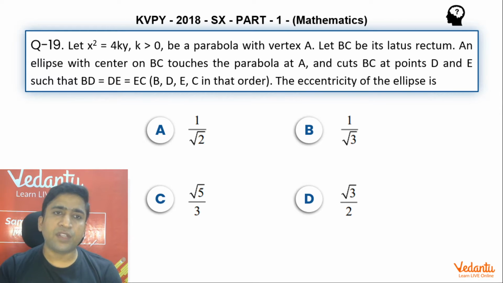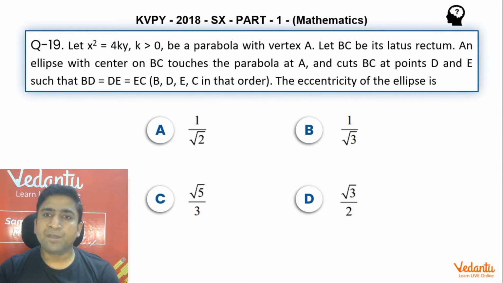As you can see on the screen, it says let x square is equal to 4ky, k positive, be a parabola with vertex A and let BC be its latus rectum. The next statement says an ellipse with center on BC touches the parabola at point A and cuts BC at points D and E such that BD is equal to DE is equal to EC, where B, D, E, C are in the order. The question says the eccentricity of the ellipse is: options are A 1 by root 2, B 1 by root 3, C root 5 upon 3, and D root 3 by 2.